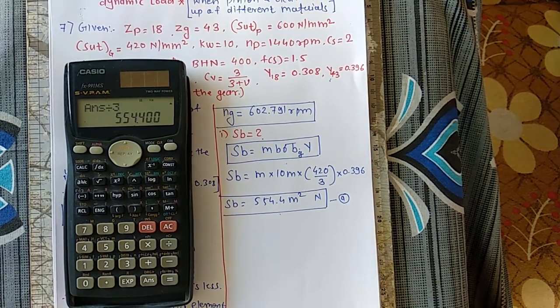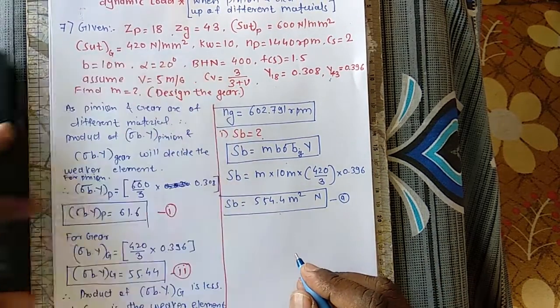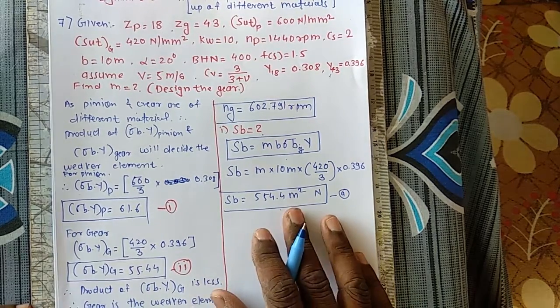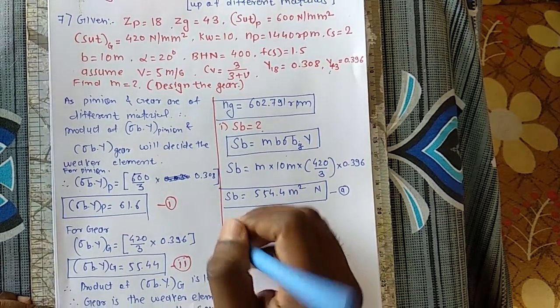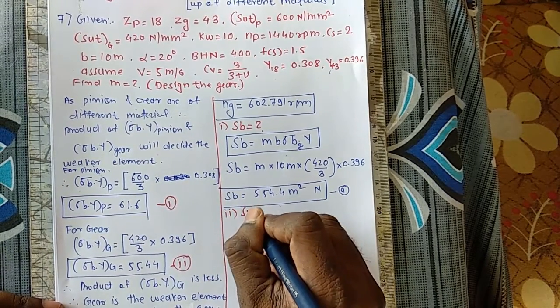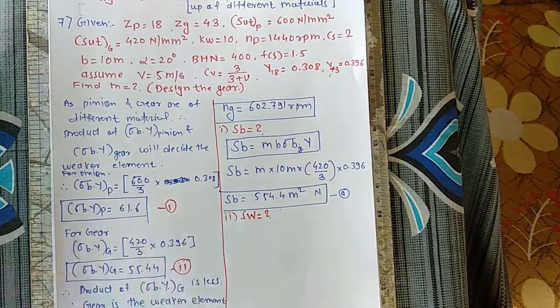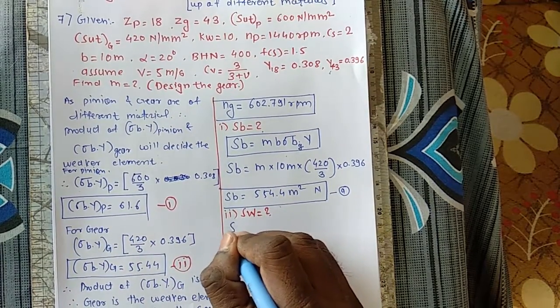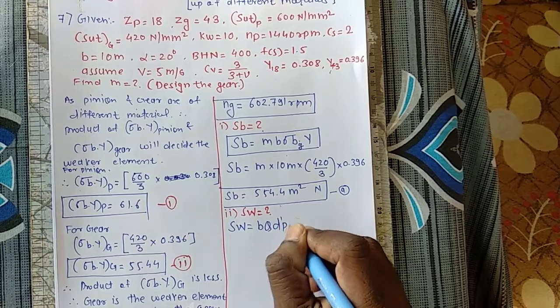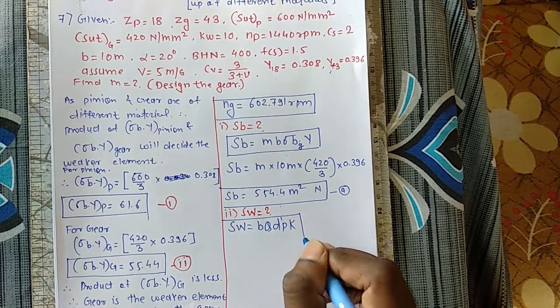This is equation A, means I got the value for what? Lewis form factor. I got the value for what? Beam strength in terms of m square. Now second, we have to calculate the wear strength. So the equation for wear strength is SW is equal to B Q D dash P into K.